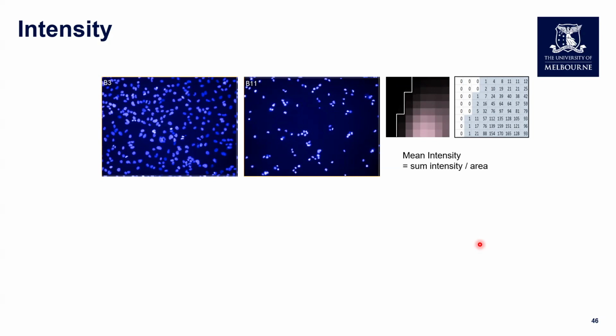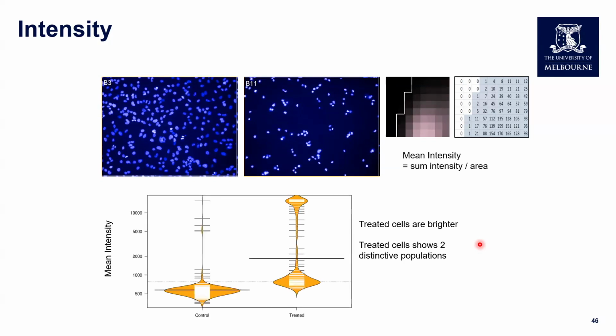So let's say we have measured the mean intensity of each cell and plotted it with beam plots like this. From this plot, we can show that the treated cells are brighter, but we can also show that there are two distinct populations in here.